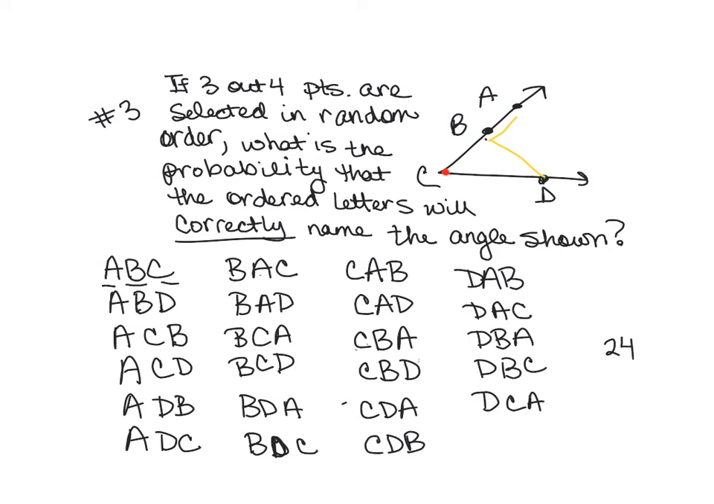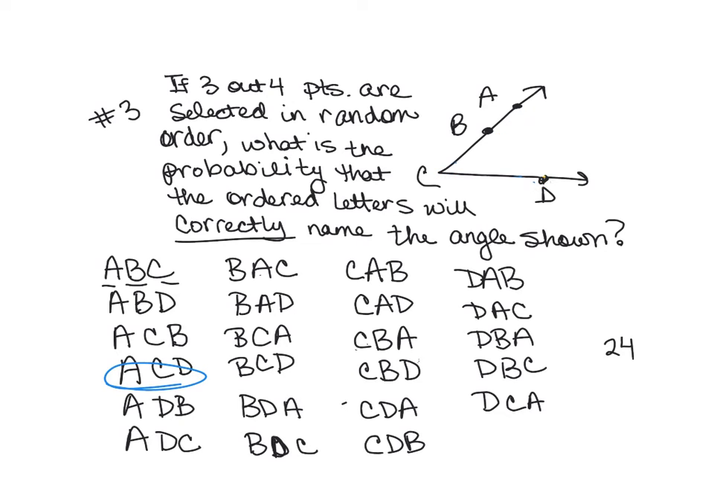What about ACD? That is our first winner. ACD would be a correct way to label the angle shown. Next, ADB, nope, that would not fall onto this angle. ADC would not as well. So if you need me to draw that, it would look like ADC, and the vertex for that angle is at D. We don't need the vertex to be at D, we need the vertex to be at C.